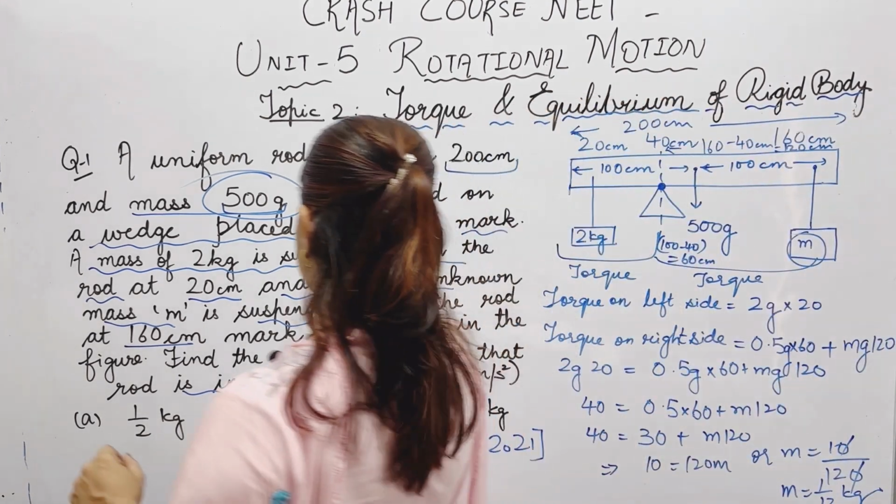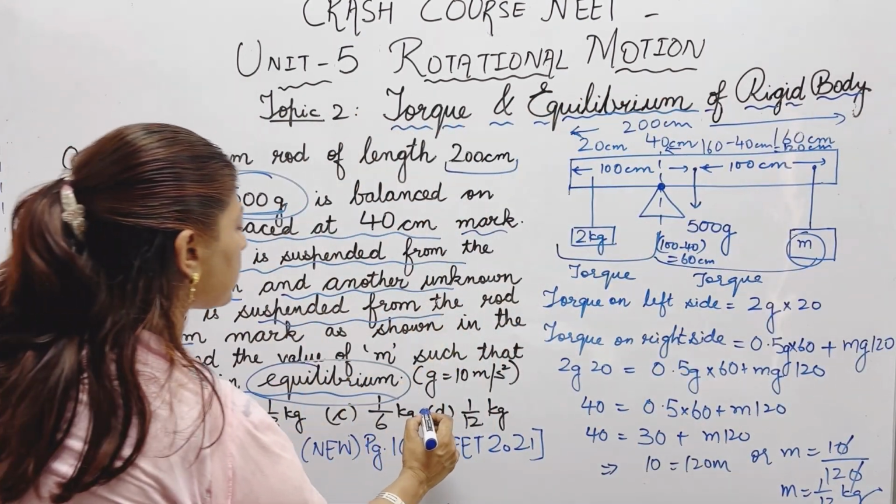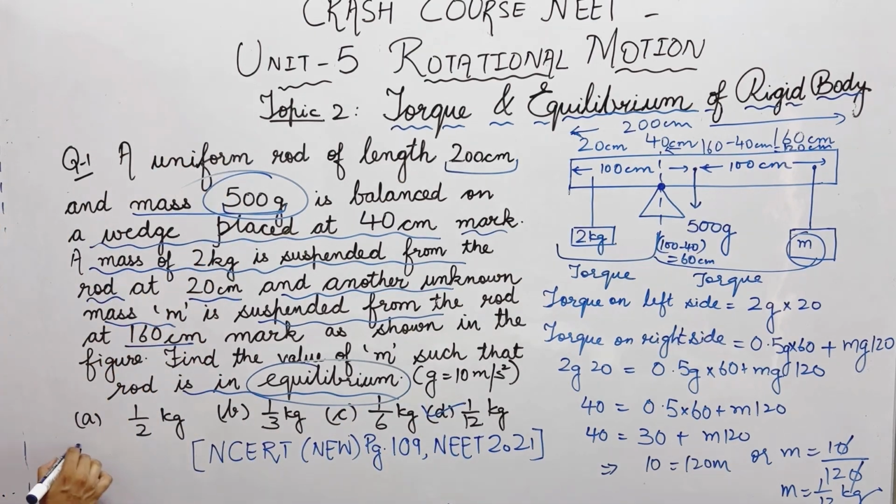If we look at the options, our answer goes with option number D, and the answer for the first is option D, 1 upon 12 kg.